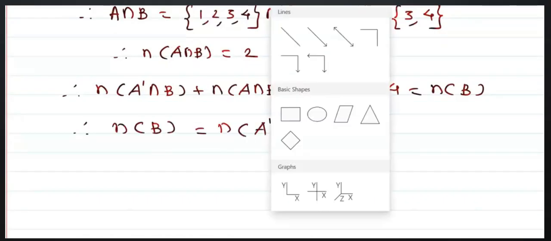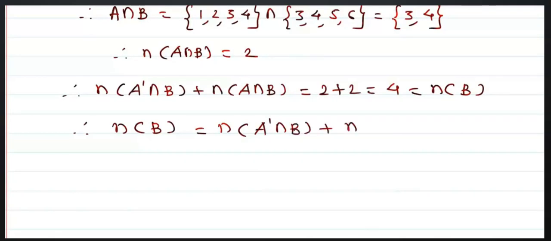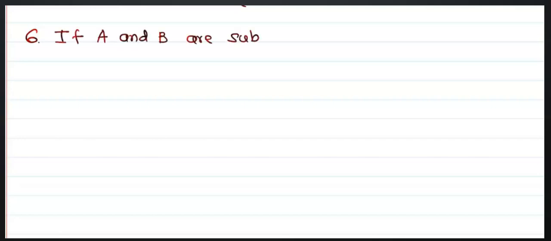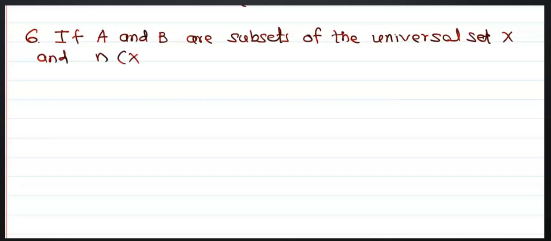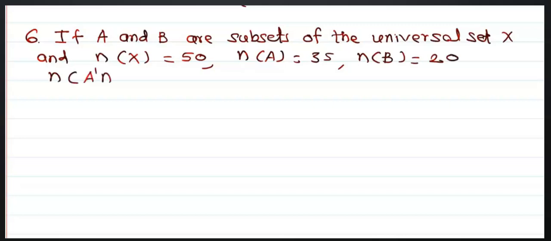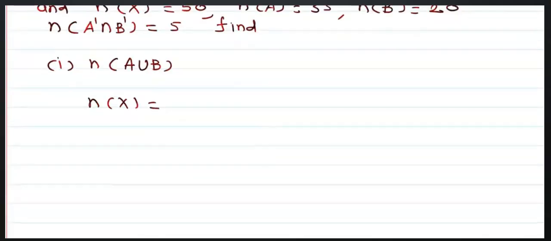N of B is equal to N of A complement intersection B plus N of A intersection B. Now next is question number 6. If A and B are subsets of the universal set X and N of X is equal to 50, N of A is equal to 35, N of B is equal to 20, A complement intersection B complement is equal to 5, find N of A union B. Now this is a simple question.